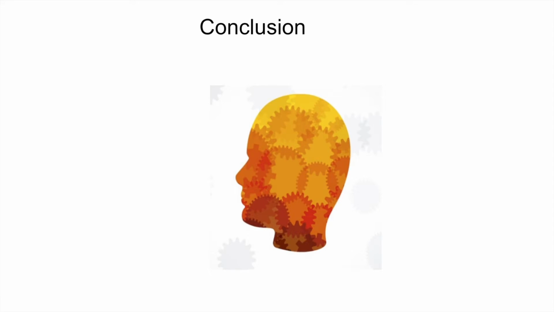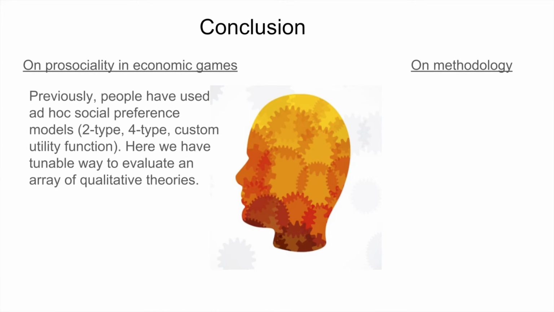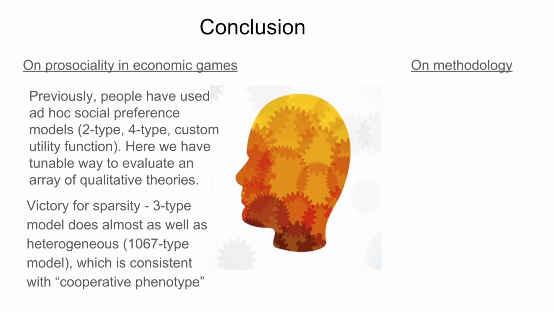So overall, I think this work has 2 prongs and deep conclusions. Those on the nature of prosociality in economic games, and then on methodology and social sciences in general. For prosociality, previously people have used ad hoc social preference models, these 2-type models, 4-type models, or sometimes a custom utility function to look at this. However, here we have a tunable way to evaluate an array of quantitative theories in a scalable way. And also, a victory for sparsity.